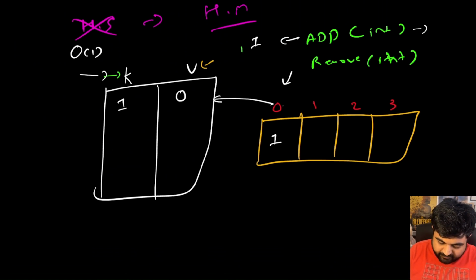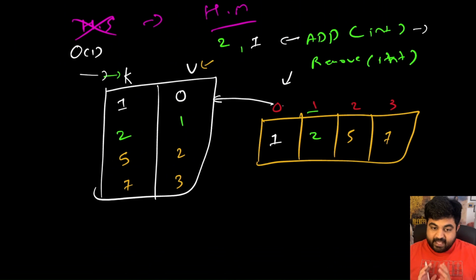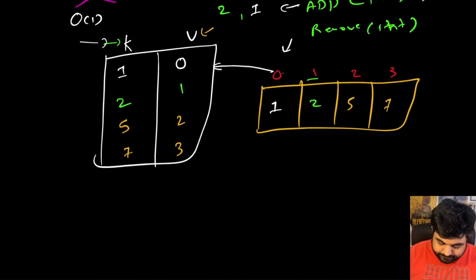Same way, if I need to add value number 2, once again the logic is going to be the same. 2, and because this index location is 1, I'm going to store 1 as the value. Let's add value number 5, so 5, and the index value is 2, and let's add value number 7, so 7, index value is 3, and this is our array list so far. Okay, and for all of these operations I'm returning true because these values were not present.